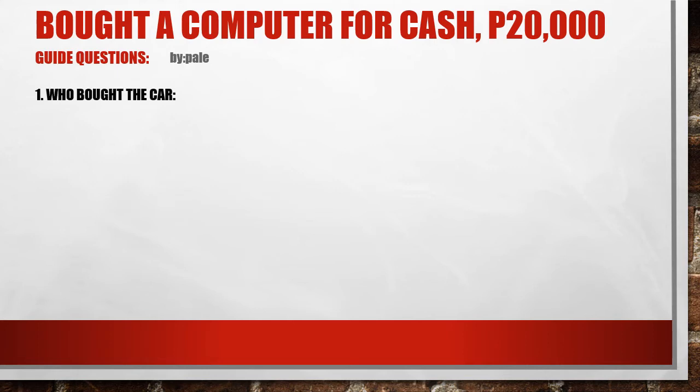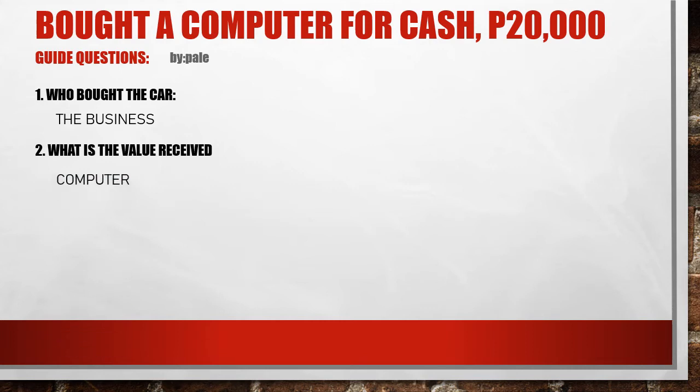So, guide questions. Before, this is for the recording part. Who bought the computer? It's us. What is it for? For the business. What is the value received? So, what is the item that we have received? The computer. We bought it.